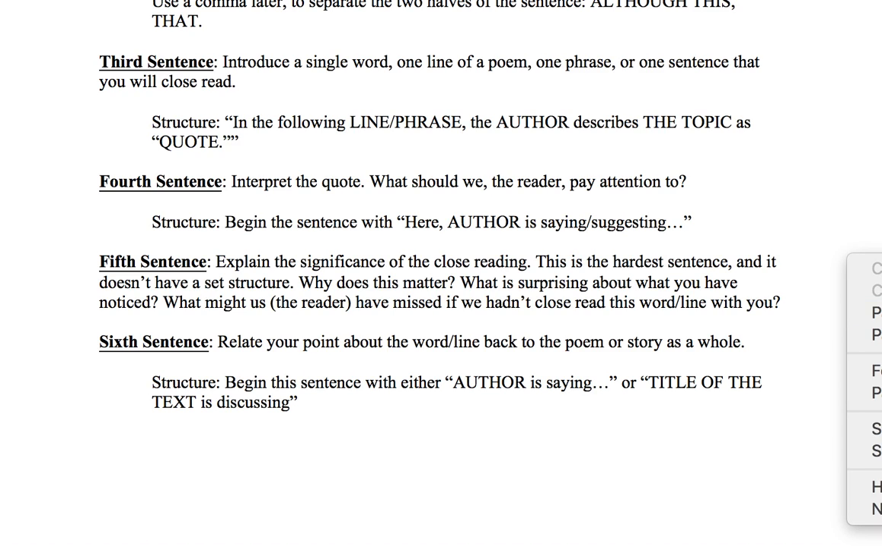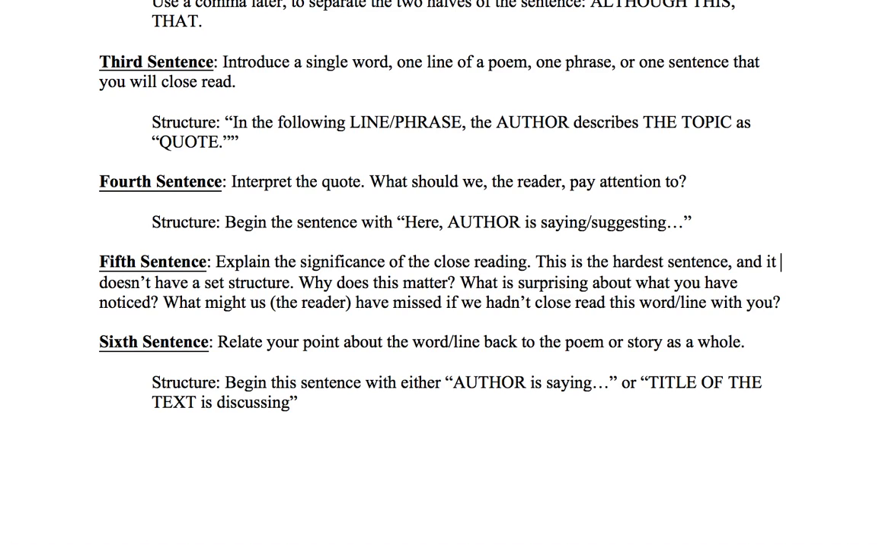The sixth and final sentence of your paragraph, relate your point about the word or line back to the poem or the story as a whole. So here's the structure for this. Begin this sentence with either the author is saying or the title of the text is discussing.